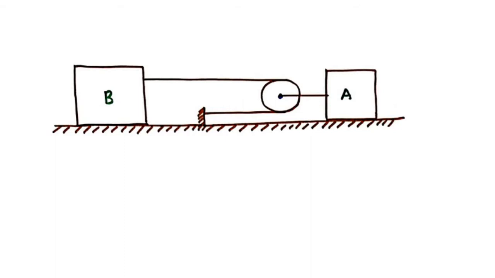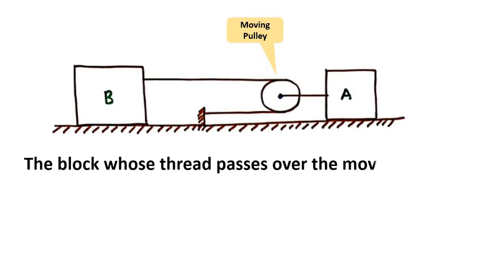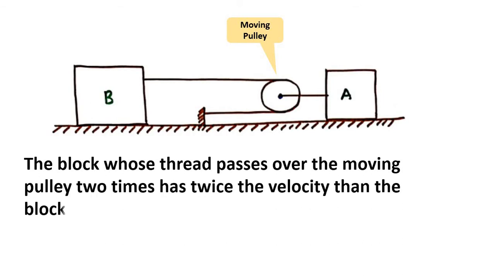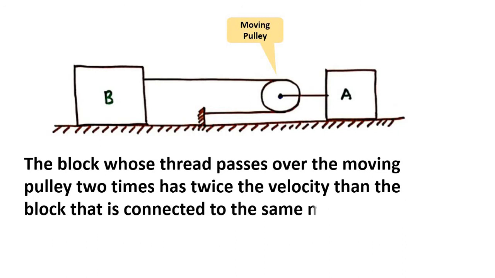In this question you can see that there are two blocks A and B such that a pulley is connected between them, which is a moving pulley. The pulley doesn't remain at rest. When the block A will move forward, then the block B will also move forward, but they will have different velocities, and the shortcut trick is that the block whose thread passes over the moving pulley two times has twice the velocity than the block that is connected to the same moving pulley only once.